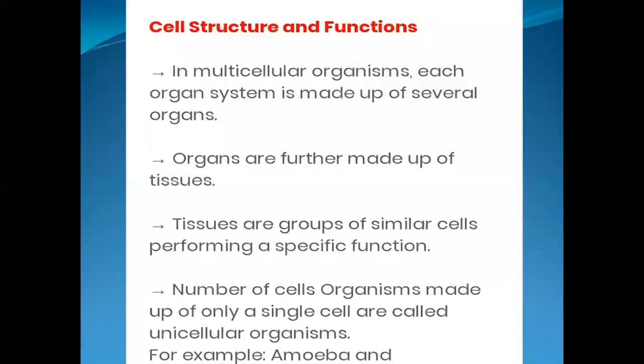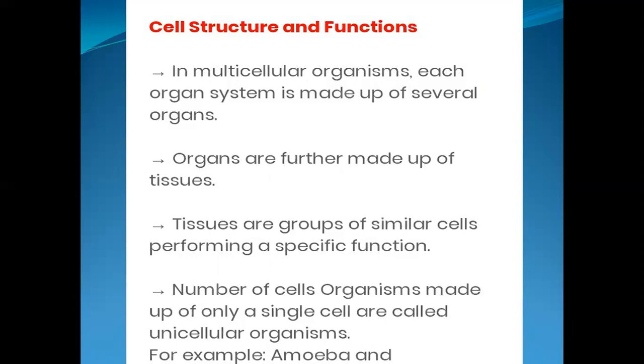Now, in a multicellular organism, each organ system is made up of several organs. As I've told you in the previous class also, organs are grouped together with tissues. Tissues, those having the same function and same structure, group together and form organs. Organs having the same function join together and form an organ system. And many organ systems, when joined together, form a multicellular organism.